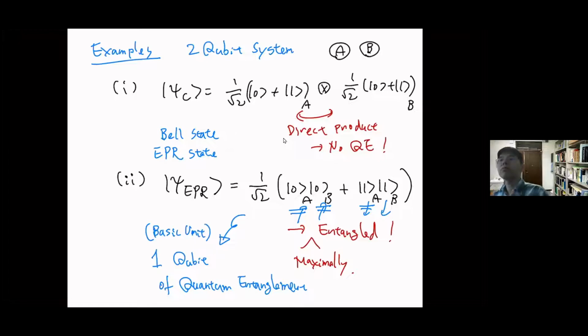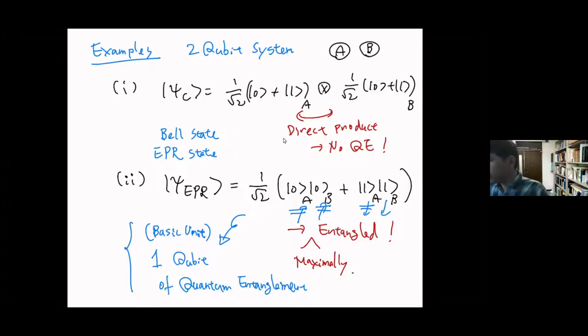Later we want to measure the amount of quantum entanglement, which is called entanglement entropy. In that case, this is the basic unit: how many EPR pairs are there? Basically, entanglement entropy, as we will explain, measures the number of these EPR pairs.